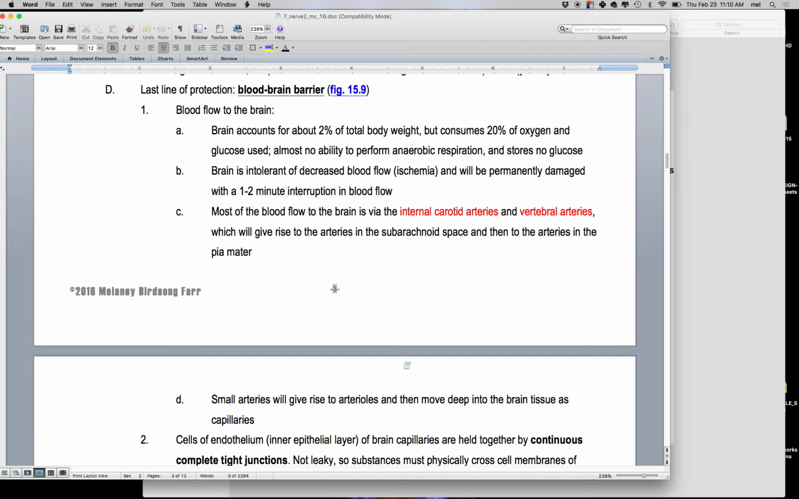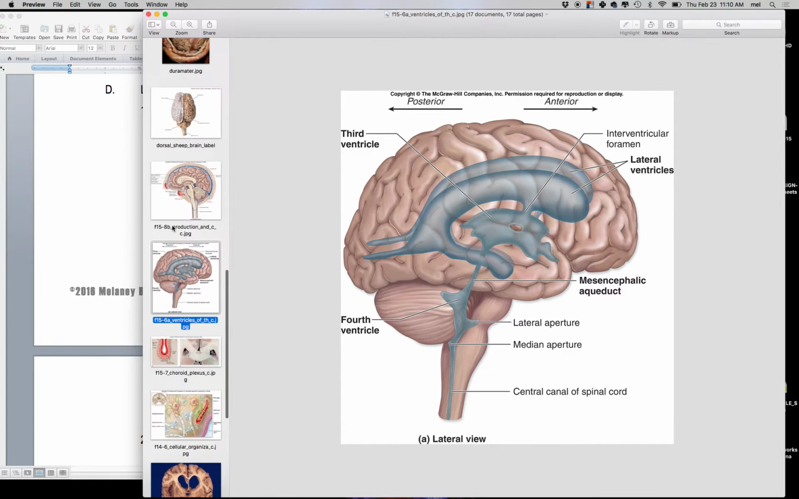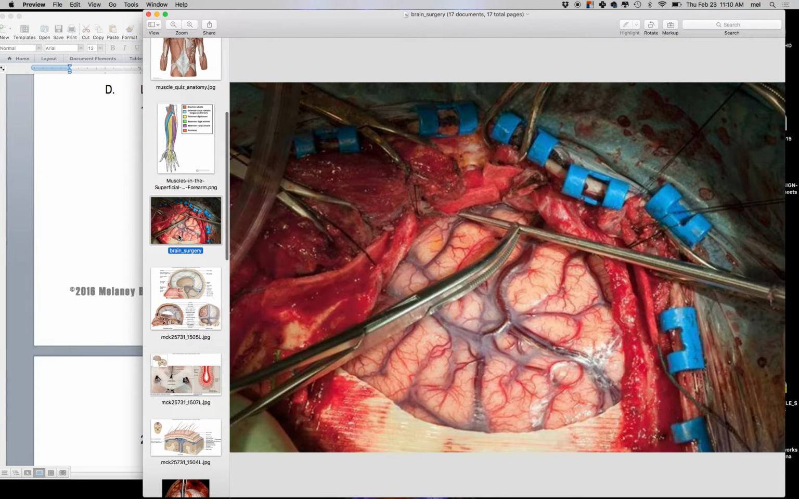Last line of protection. So we went through the lines of protection. They started with bone. They went through the meninges. Then we had cerebrospinal fluid. And the last line of protection is what's called the blood-brain barrier. The blood-brain barrier is a little difficult to understand because it's not just an anatomical barrier, it's also a physiological barrier. So what I want you to remember is, let's go back to this figure for just a second.